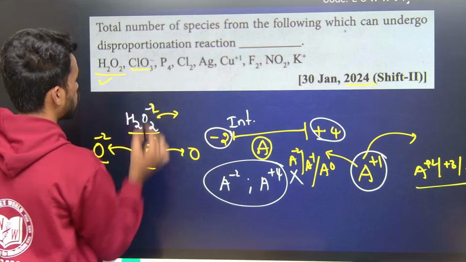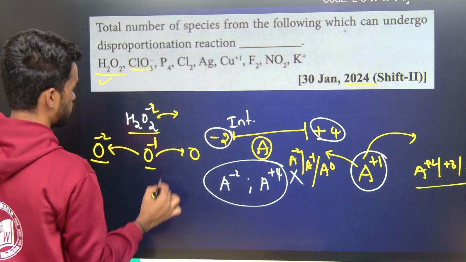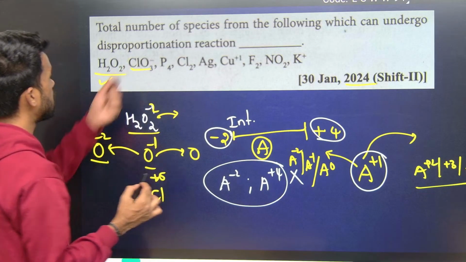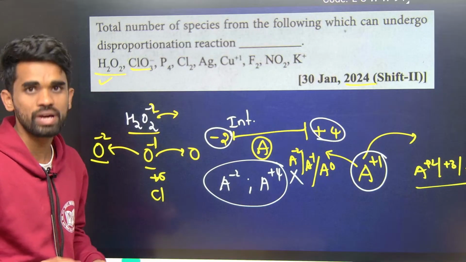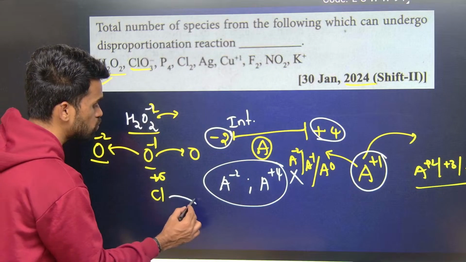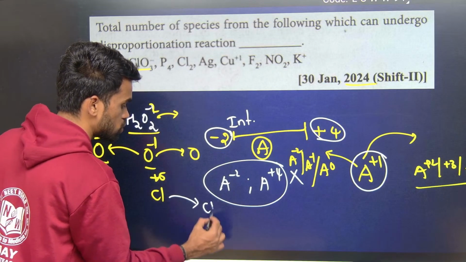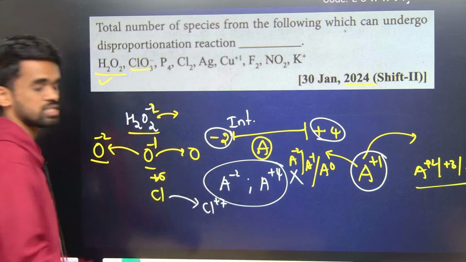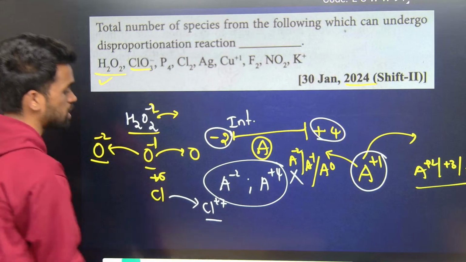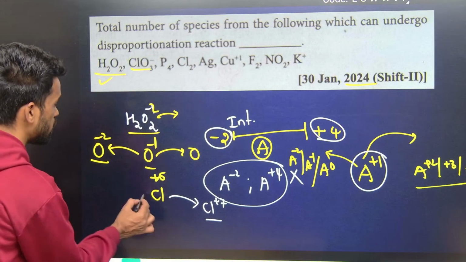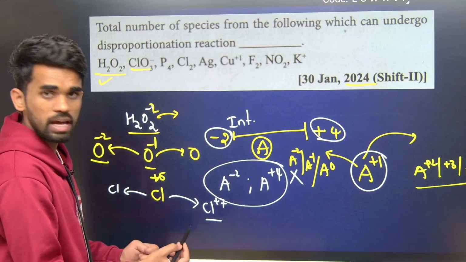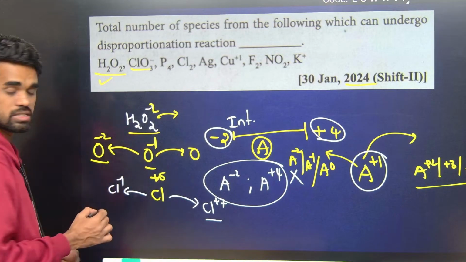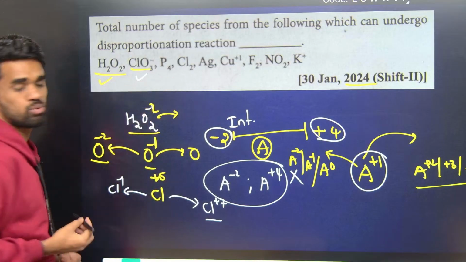And here chlorine is there, with +5 oxidation state in the chlorate ion, ClO3-. By losing 1 or 2 more electrons, it can show up to +7 oxidation state, so it has the possibility to undergo oxidation. Now by gaining electrons, it can become +1, +2 or 0, or -1 also. So it can also undergo a disproportionation reaction.